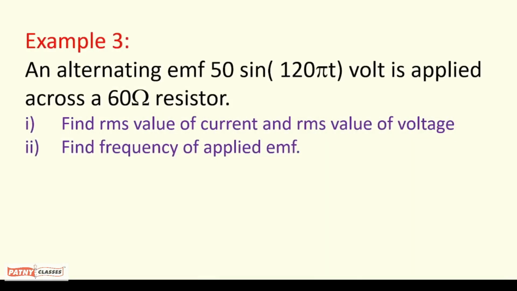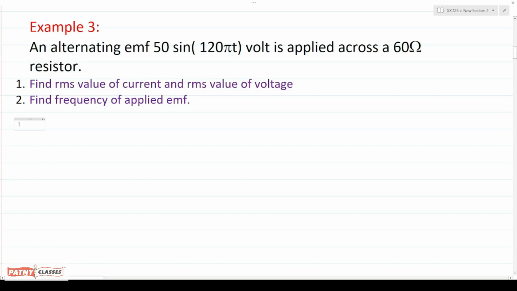Example 3. An alternating EMF of 50 sin 120 pi t volt is applied across a 60 ohm resistor. Find RMS value of current and RMS value of voltage. Find frequency of applied EMF. First of all, let us draw the circuit diagram. So resistor R and E equals to 50 sine 120 pi t.